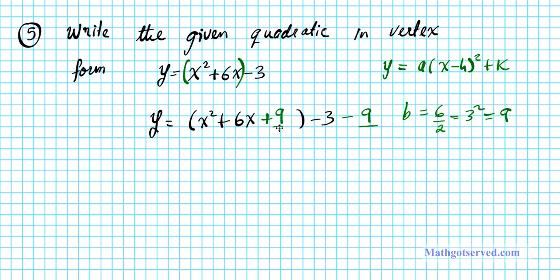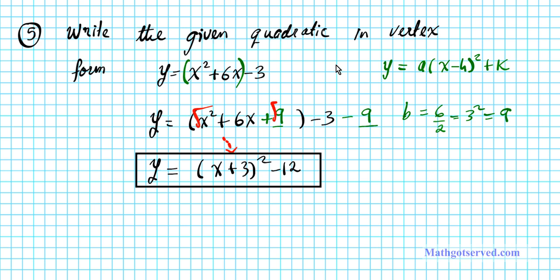So adding 9 and subtracting 9 on the same side gives you exactly the same problem you started with. So your answer is going to be y equals (x plus 3) squared, because you root the first and the last, and then you bring down the middle sign. And then minus 3 minus 9 is minus 12. So there goes your final answer. That's the vertex form of your quadratic function.